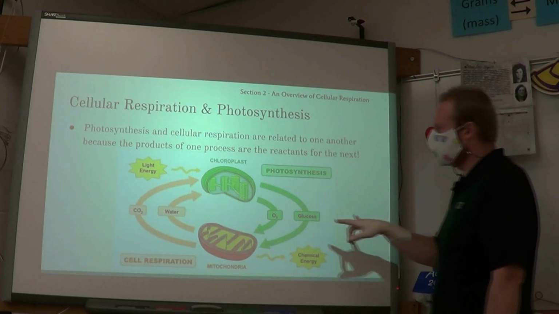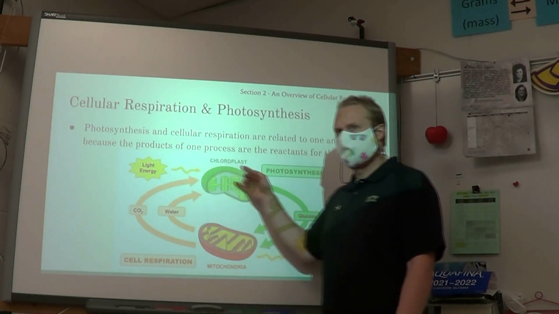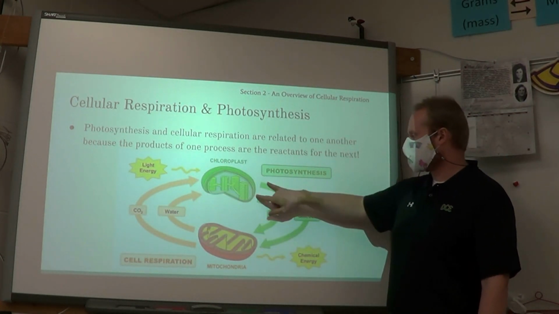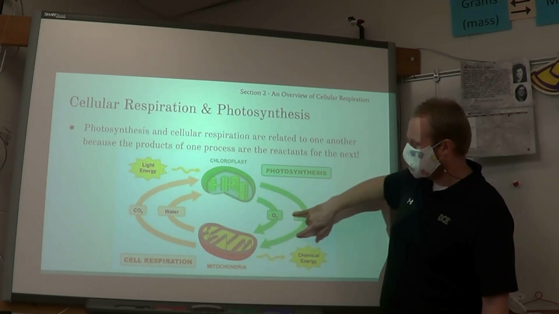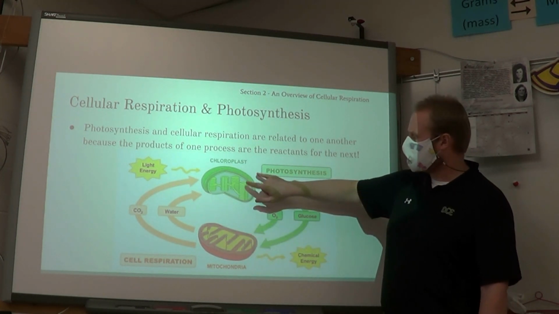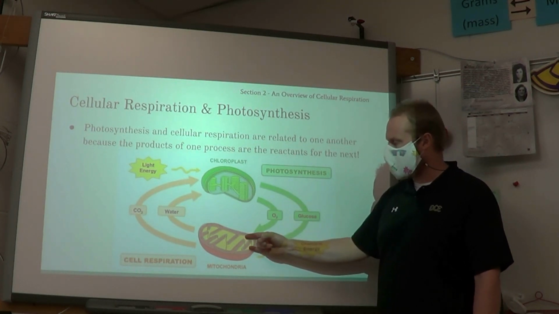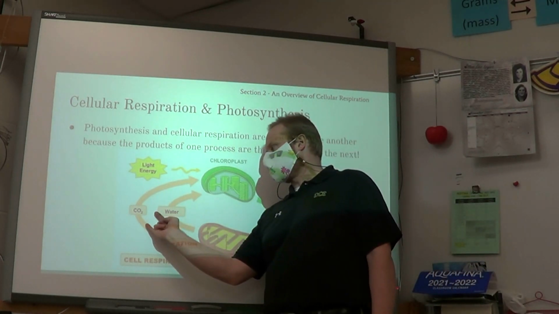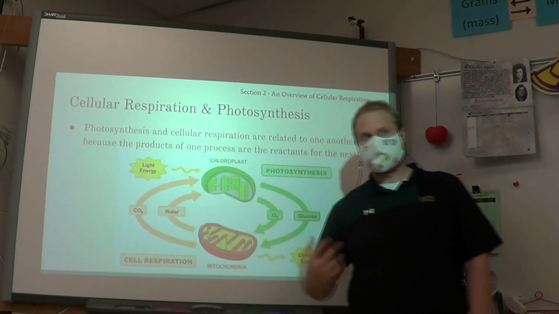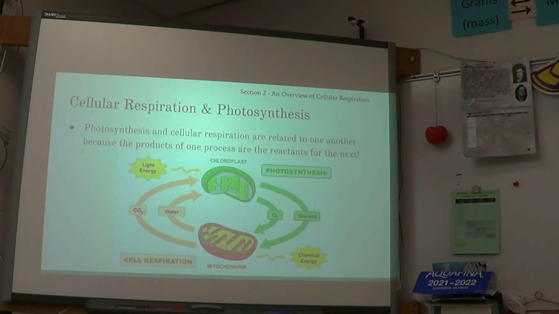Now if we look at the products versus the reactants, the products are the arrows coming out, and the arrows going in are the reactants. So these products, oxygen and glucose, become these reactants. These products, carbon dioxide and water, become these reactants. And those things, the carbon dioxide, the water, the oxygen, the glucose, are cycled over and over and over again. What happens is they get broken down and put back together.